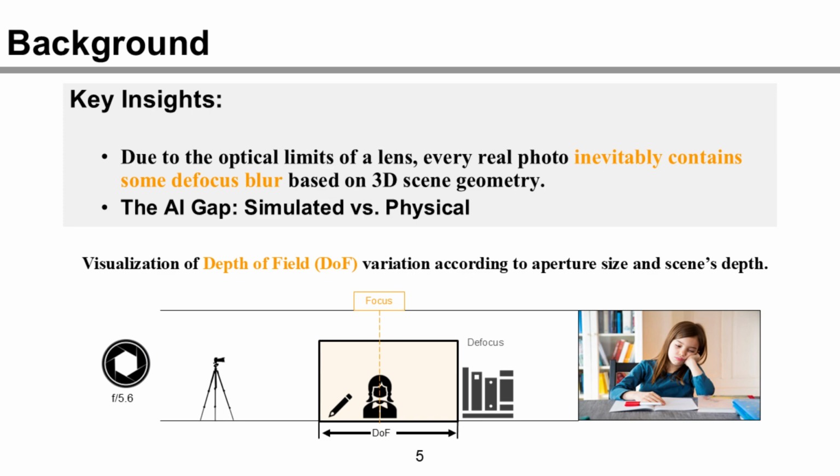setting and scene geometry. And this is the gap. While AI excels at creating visually plausible 2D images, it struggles to perfectly simulate the complex physics of 3D depth or lens optics. As a result, AI-generated blur can often appear unnatural, ignore depth cues, or be physically inconsistent. Therefore, our core idea is to analyze these physical fingerprints of authentic blur to distinguish it from the artificial blur found in deepfakes.